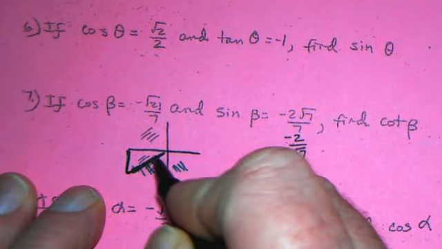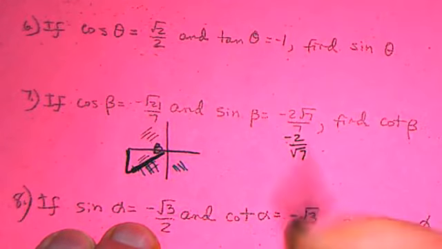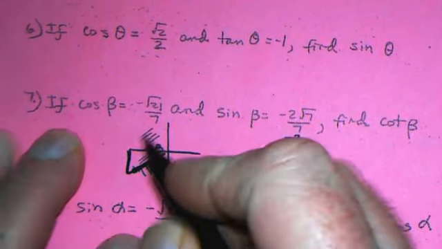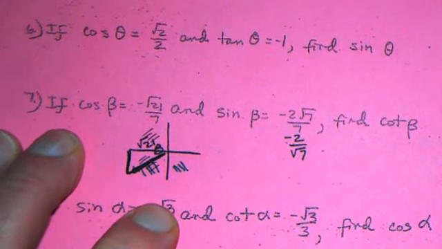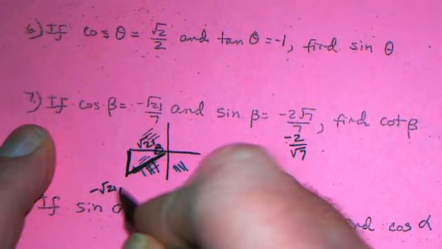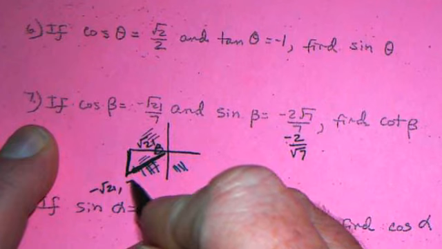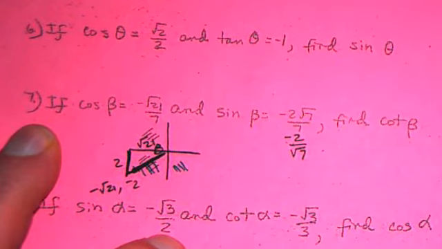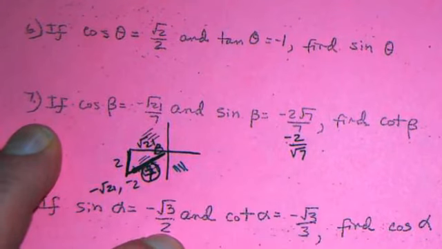The angle is beta. And now I can fill in the information. Cosine is adjacent over hypotenuse. It's actually negative root 21 for the coordinate down here of the x. The y coordinate is a negative 2. That means this length here is a 2. And they're telling me that the hypotenuse is a 7.